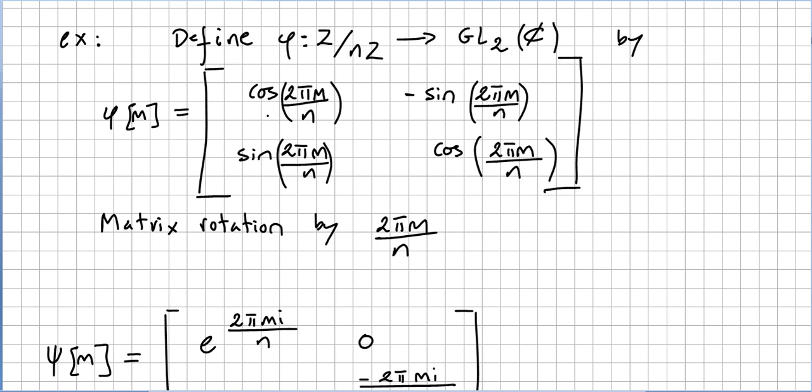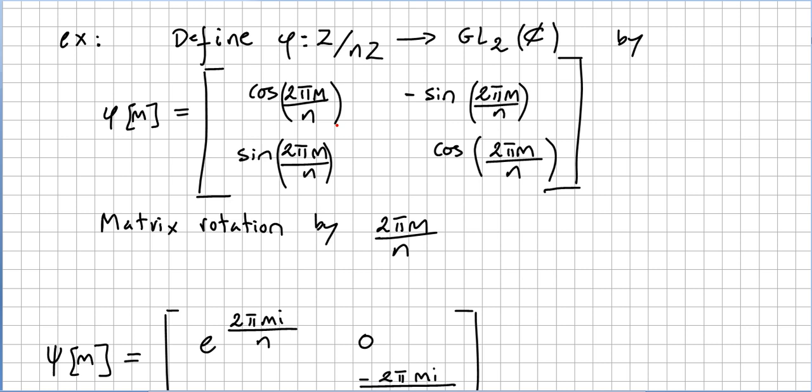We define phi as being from Z, the factor group Z by nZ, and this is mapped into the general linear 2 group with complex entries. And we are going to define this representation, and as you can see, we are not anymore on representations of dimension 1, so now we jump to dimension 2. So by phi of m, m will be the entry from the group, and the image is in the general linear group.